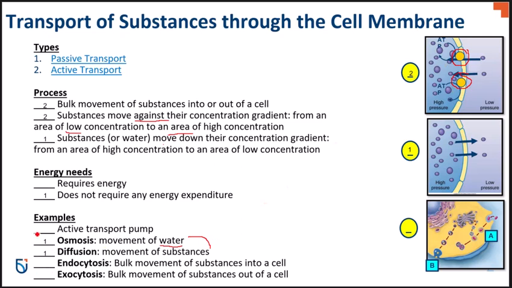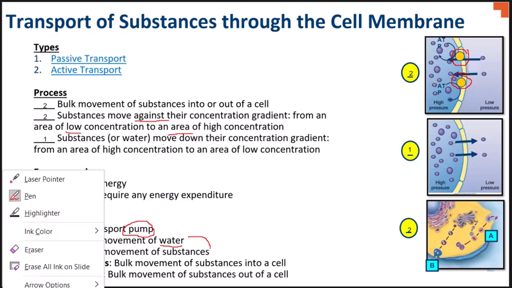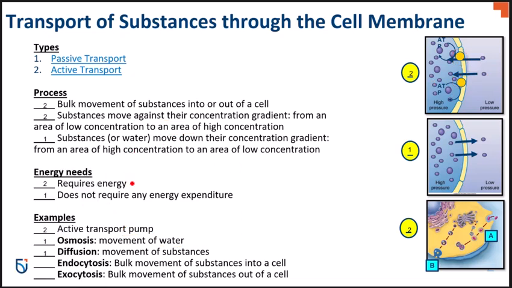And we can see listed here that an example of active transport is the use of pumps that are in the cell membrane that can actively pump substances from where they're in lower concentration to higher concentration, but this does require energy. Okay, energy is required.